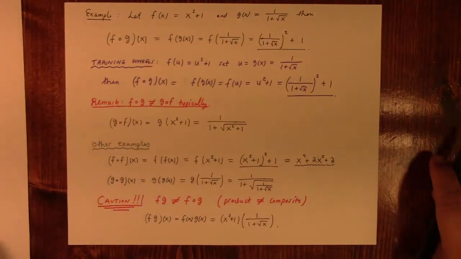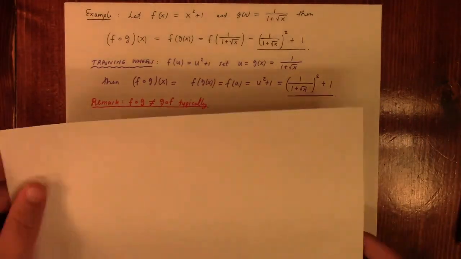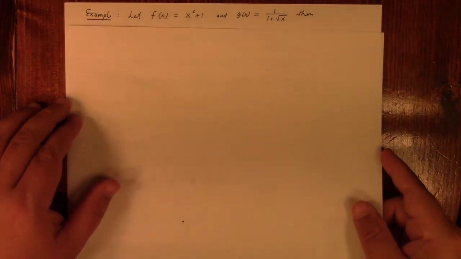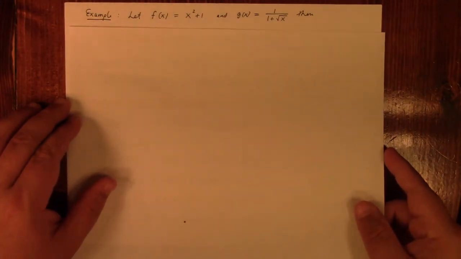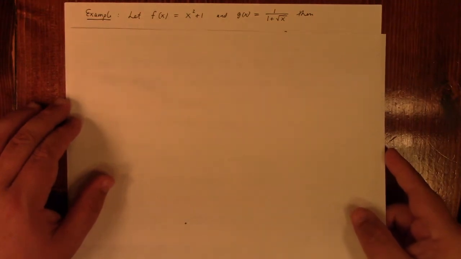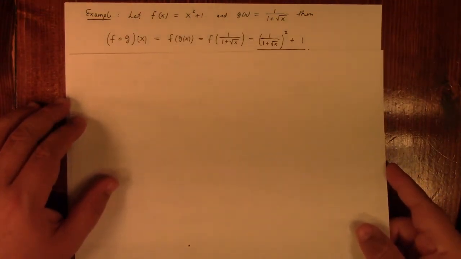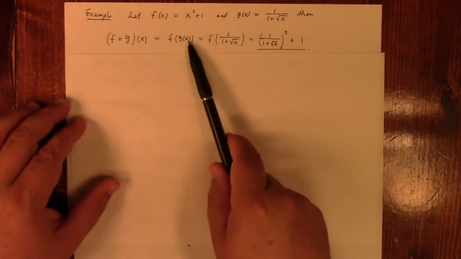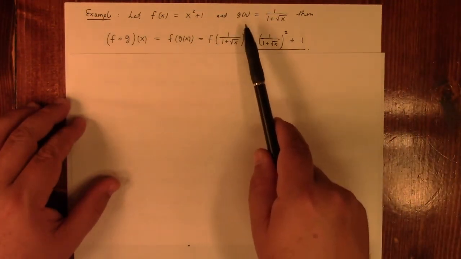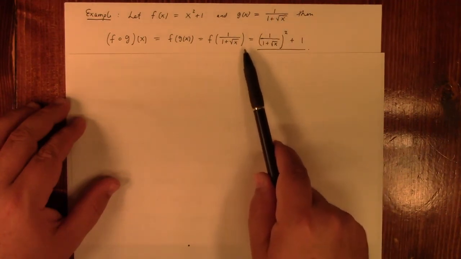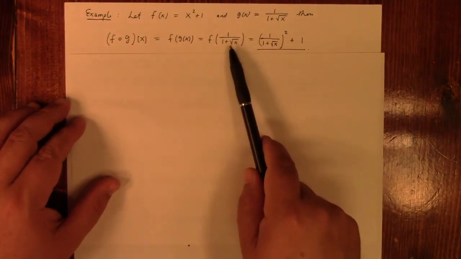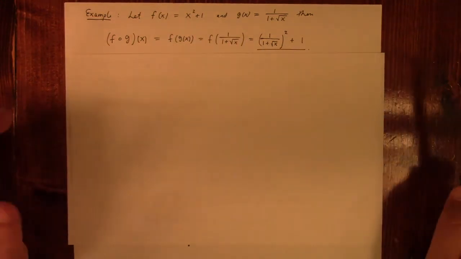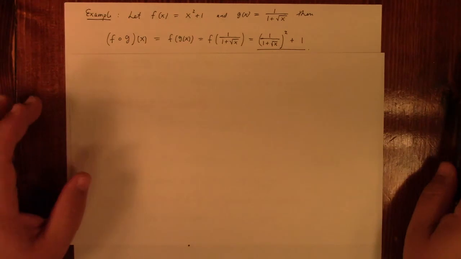Here we go. f of x is x squared plus 1. g of x is 1 over 1 plus the square root of x. I'm going to go ahead and calculate the composite in this case. f composed with g of x by definition is f of g of x, which would be f of 1 over 1 plus root x. The way that works is we take the input, square it, and add 1. And there you go. We could simplify this, but that's perfectly fine.